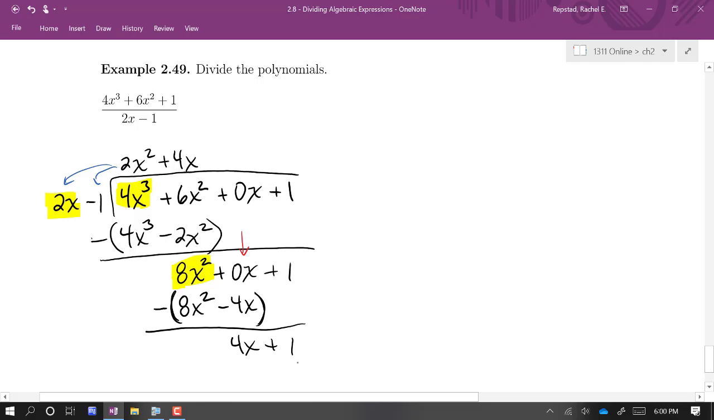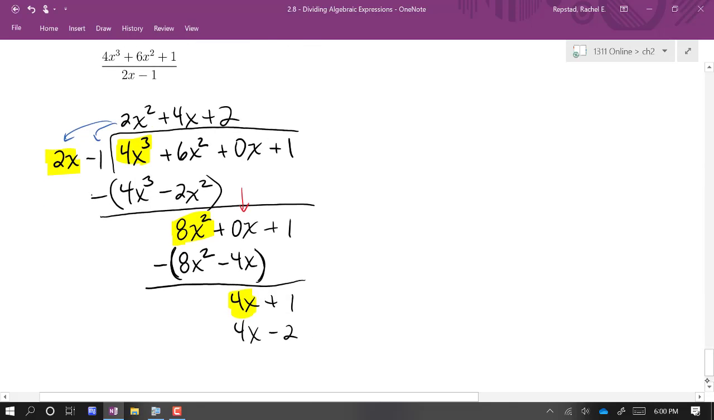Now, I think one more go here. What do I multiply by 2x to get 4x? That's 2, a positive 2, so up here is plus 2. And then I multiply 2 by my divisor, and I get 4x minus 2. Now I'm going to subtract the whole thing. When you do the subtraction, you get a positive 3.